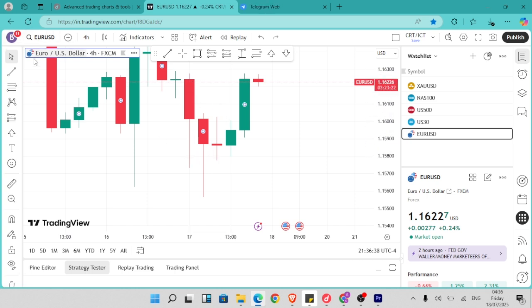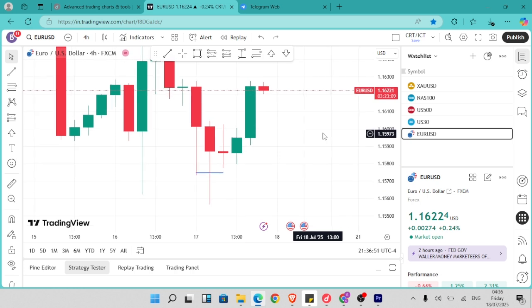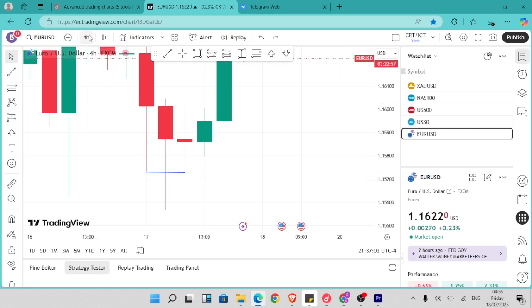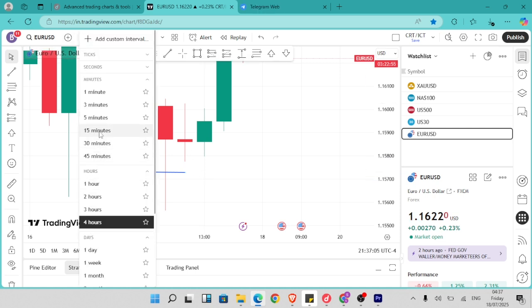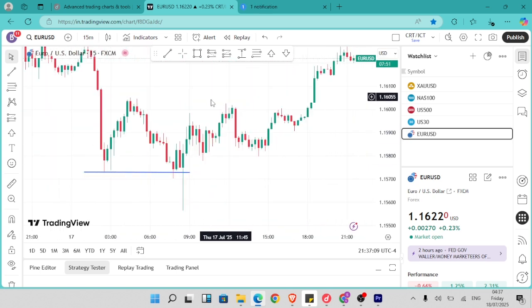So typical CRT traders would have used this to predict price would go higher as it has done, like this. We will just adjust this. So typical CRT traders would come to the 15-minute time frame to find that entry.